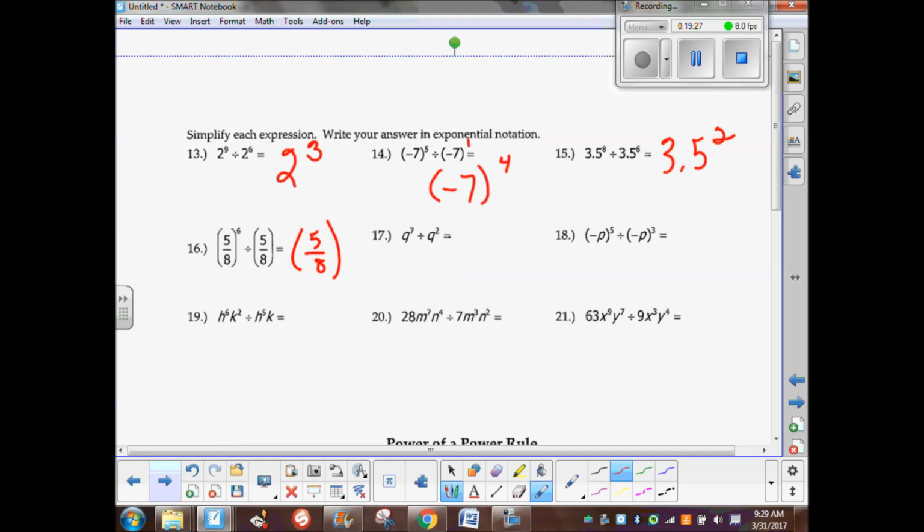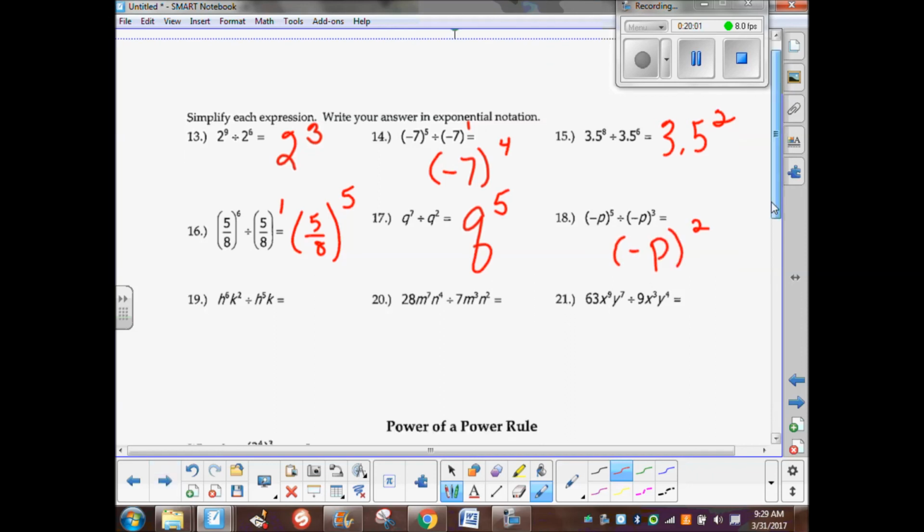No, 5 to the 8th, 6 divided by 5 to the 8th. You just read the problem. What's my answer, Alexis? 5 to the 5th power. Okay. Thank you for saving Lucas from himself on that question. 17, Kate. 2 to the 5th. 18. Bart. Parentheses negative 2 to the second. Okay?